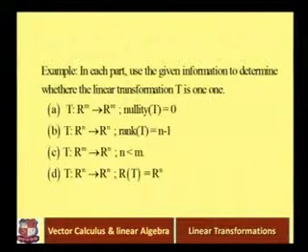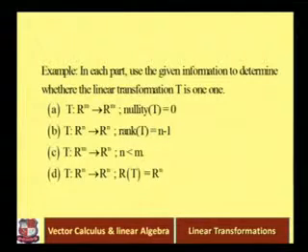Now the second example, T from Rn to Rn. Here the rank of T is equal to n minus 1. So here nullity is 1 because the domain is Rn. The dimension of that domain Rn is equal to n and the rank of T is equal to n minus 1. So clearly nullity is 1, and if nullity is 1, this transformation is not a 1-1 transformation.